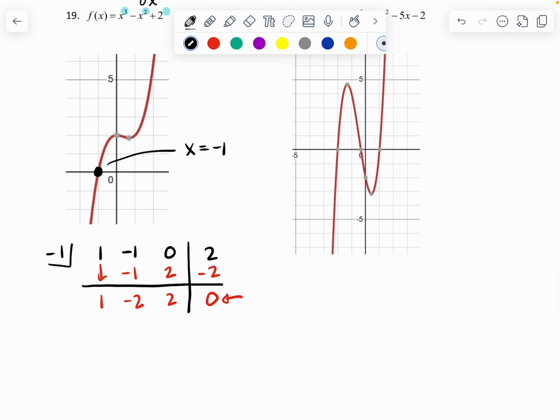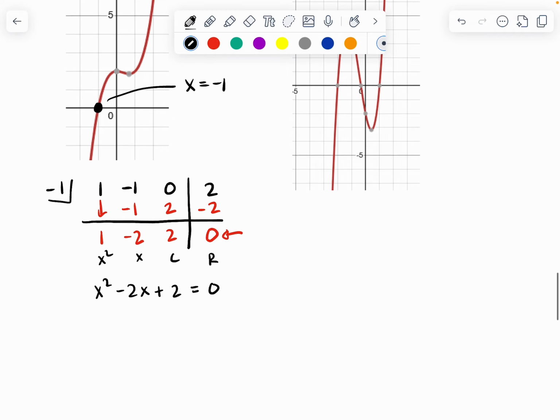Now, what do I have left over? This is my remainder, my constant, my x, and my x squared. So I have x squared minus 2x plus 2 equals 0. Now, this thing does not factor, so I have two choices. I can either solve it by using the quadratic formula or completing the square. Let's go ahead and do quadratic formula. No, let's complete the square. Yeah, we can complete the square.